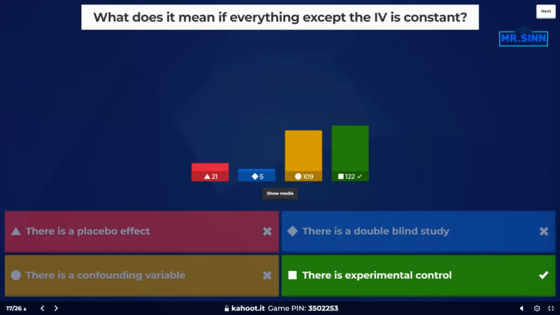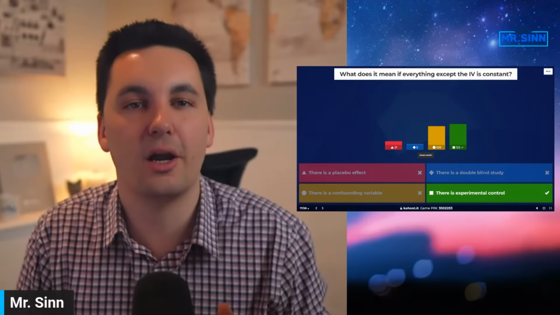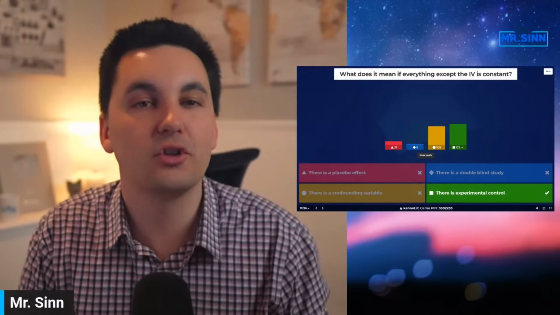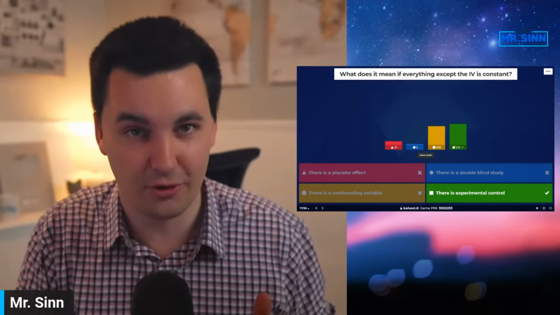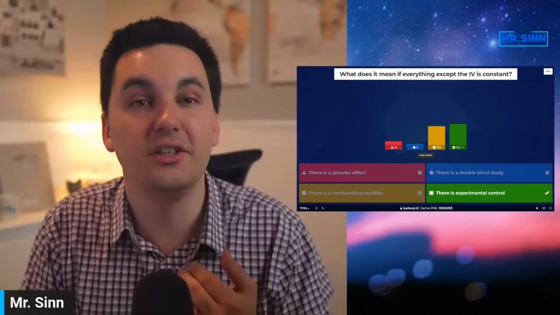All right, so we have a couple different between yellow and green. So we have confounding variable and experiment. One thing to remember here: confounding variables are variables other than the independent variable that might be impacting the dependent variable. If we're talking about everything being constant, we have an experimental control. We have control over all the other variables except for the IV. This is allowing us to see that relationship between the IV and the DV.